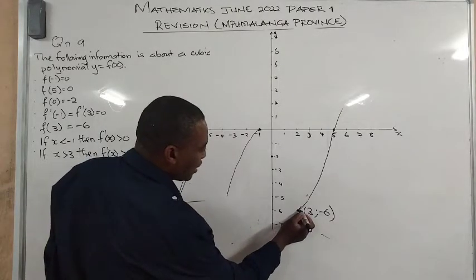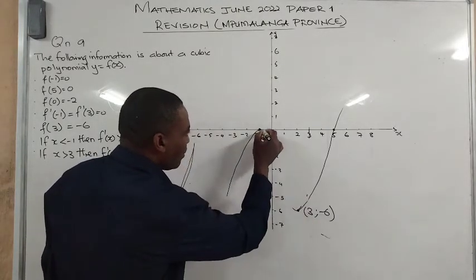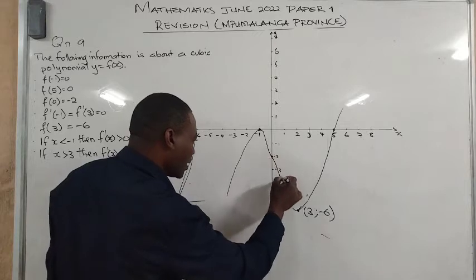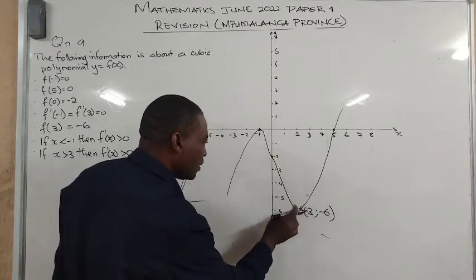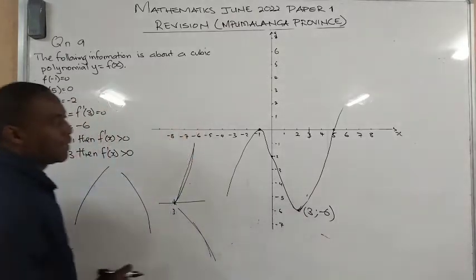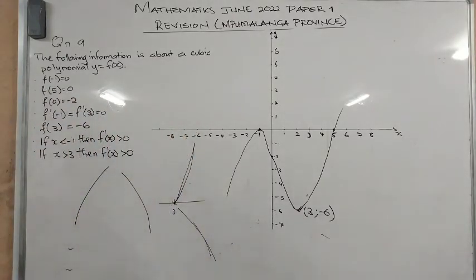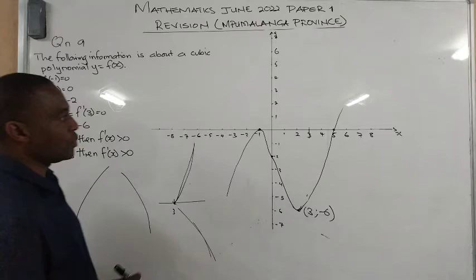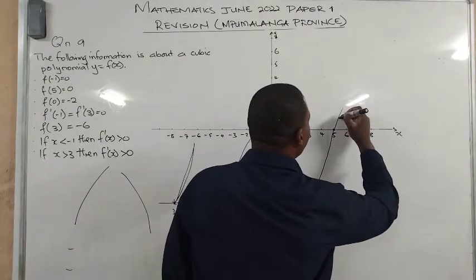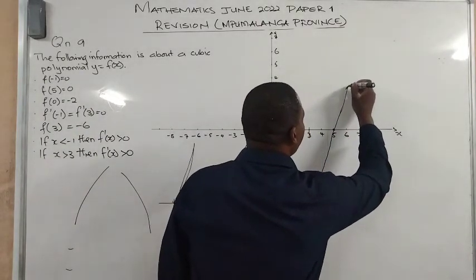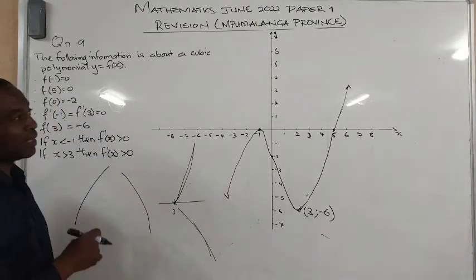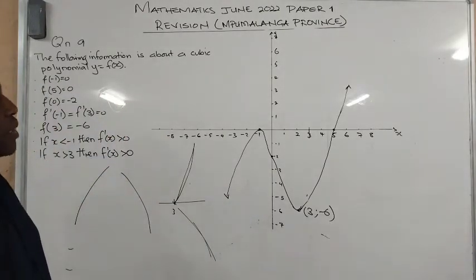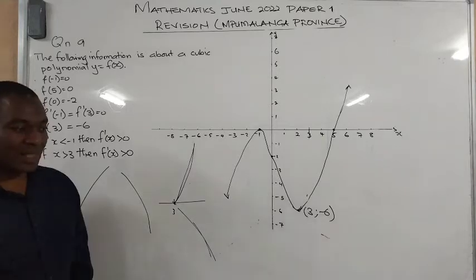So here we have a turning point, and here we have a turning point. So we have our graph like this. So that's how we're supposed to use the information. Remember to put also arrows to show that the graph continues to positive infinity and to negative infinity.